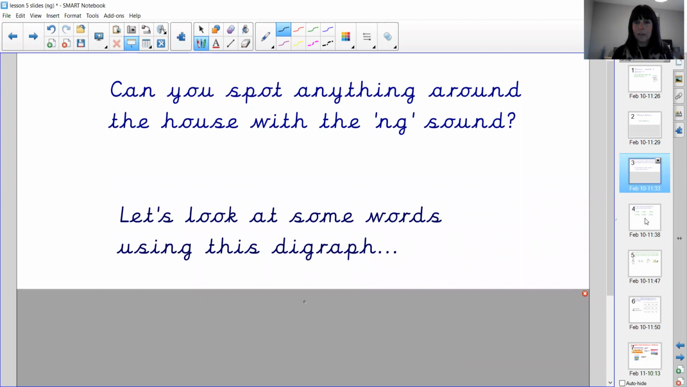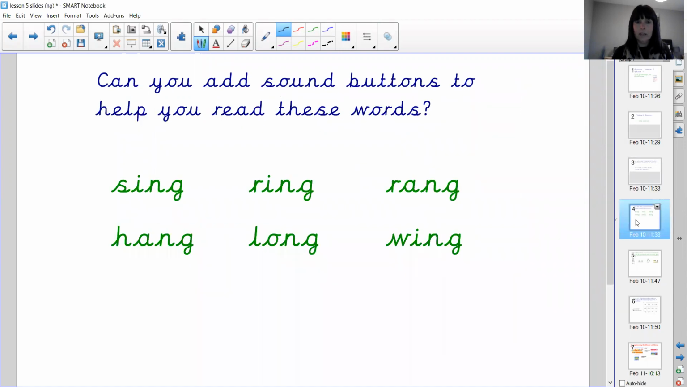Let's have a look at some others. So here are some words up on the screen. I want you to have a go at visualizing those sound buttons on these words so that you can have a go at reading them yourself. So I'd like you to pause the video, visualize those sound buttons, or if you'd like, copy them down on some paper or a whiteboard if you have one at home, add the sound buttons and use those to help you to read those words.